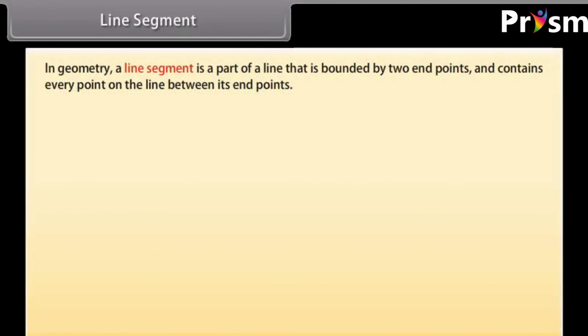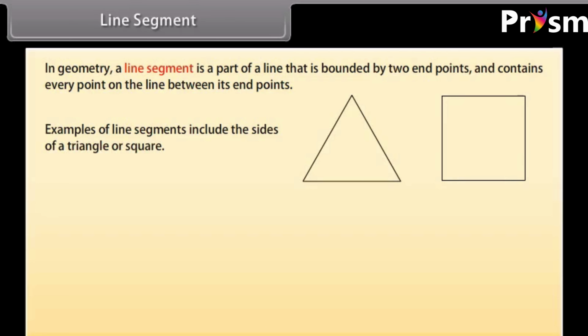Line segment. In geometry, a line segment is a part of a line that is bounded by two endpoints and contains every point on the line between its endpoints. Examples of line segments include the sides of a triangle or square.